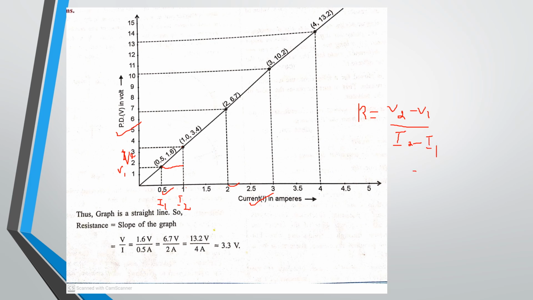Or we can also take directly 0.5 and 1.6. That is 1.6 divided by 0.5. This is equal to what? Approximately 3.3 ohm. Even if you consider this value or this value, you will get the same constant value only. So we are proving it. The resistance is constant.